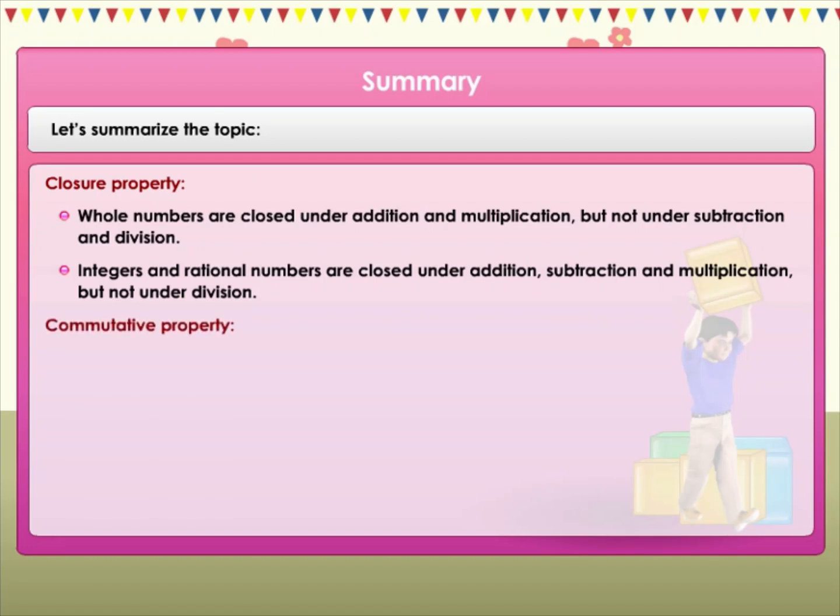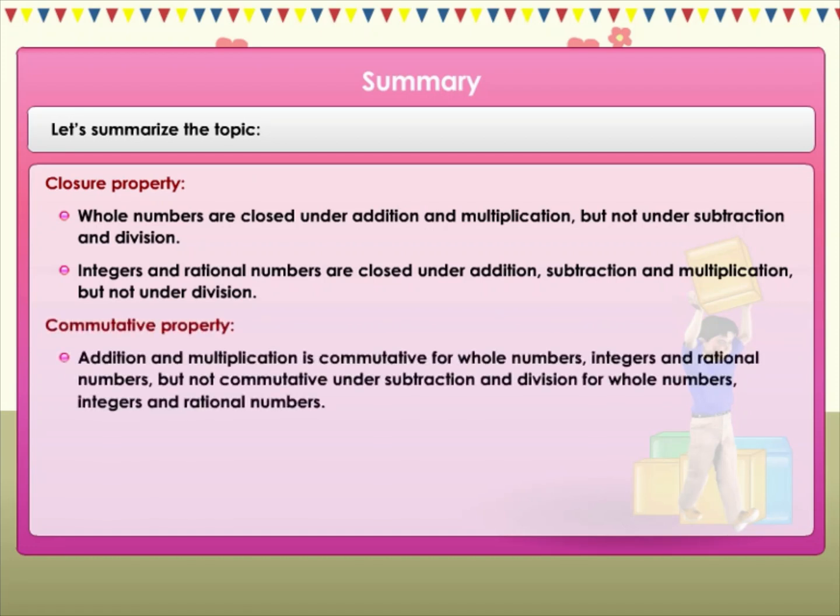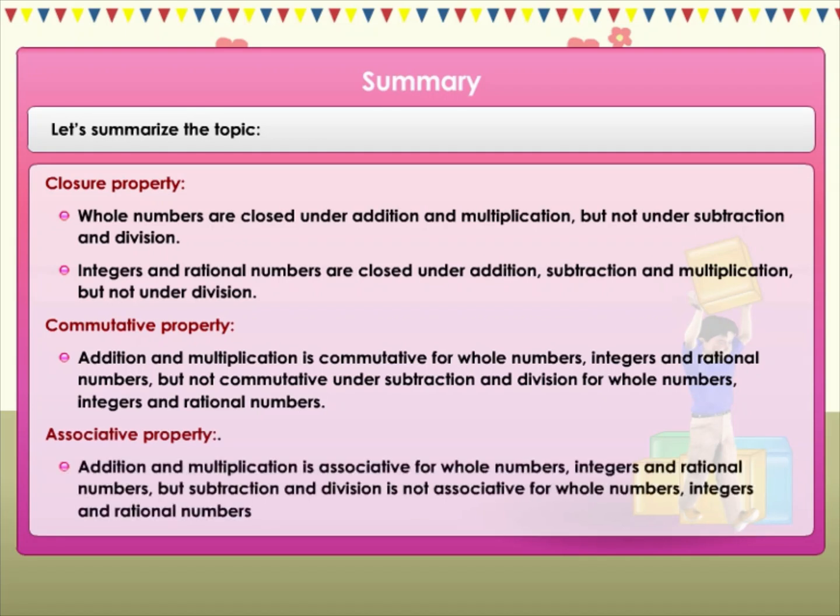Commutative property. Addition and multiplication are commutative for whole numbers, integers and rational numbers, but not commutative under subtraction and division for whole numbers, integers and rational numbers. Associative property. Addition and multiplication are associative for whole numbers, integers and rational numbers, but subtraction and division are not associative for whole numbers, integers and rational numbers.